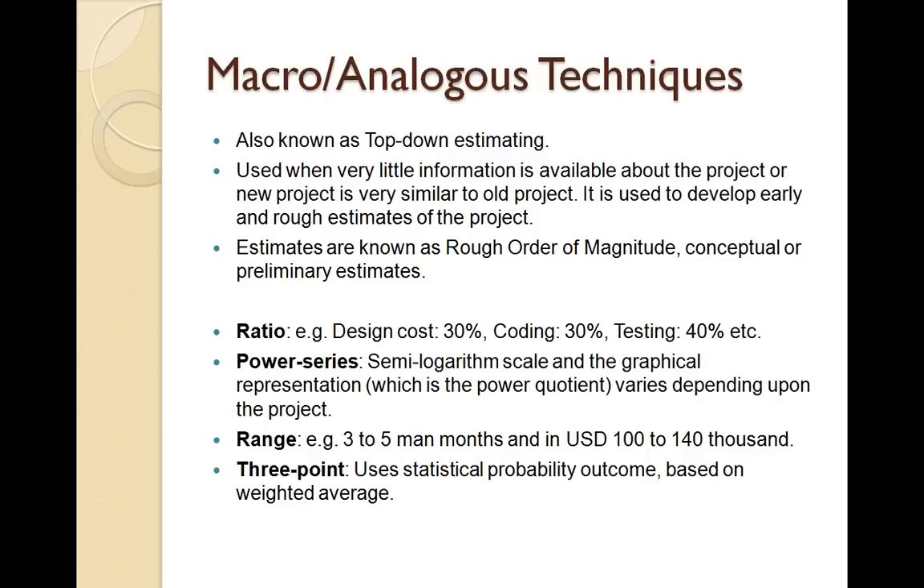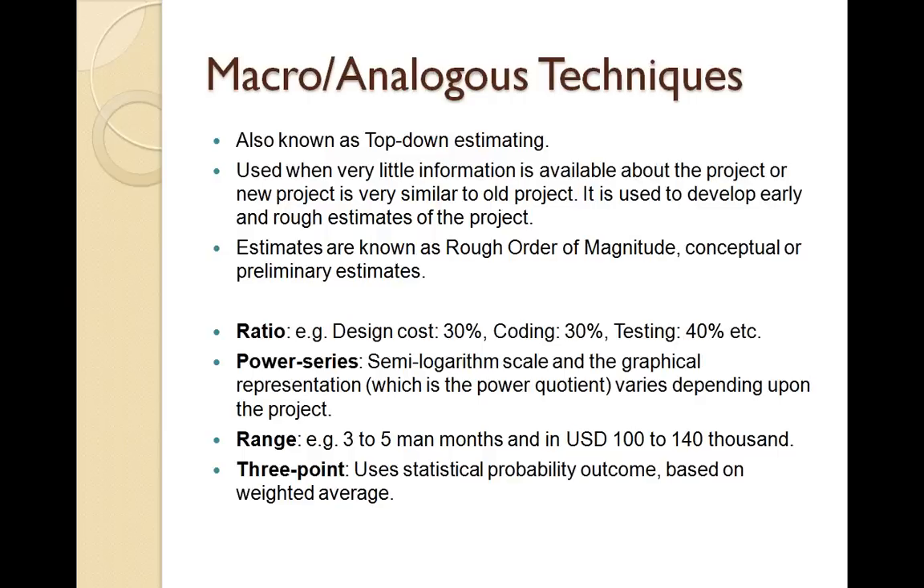We also use range-based estimates, which means instead of providing a specific exact estimate number or exact estimate count, we can provide an estimate range. So what I can say is a project that I'm working on can be delivered within 3 to 5 man-months, and the cost will be in the range of 100 to 140,000. So I'm not quoting a specific number, but I'm providing a range. This is called range-based estimation.